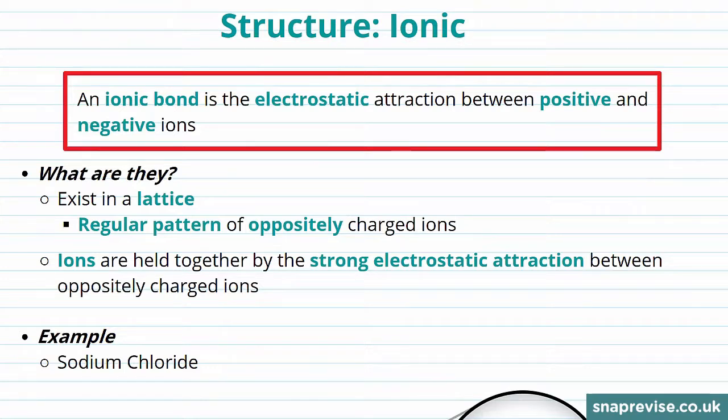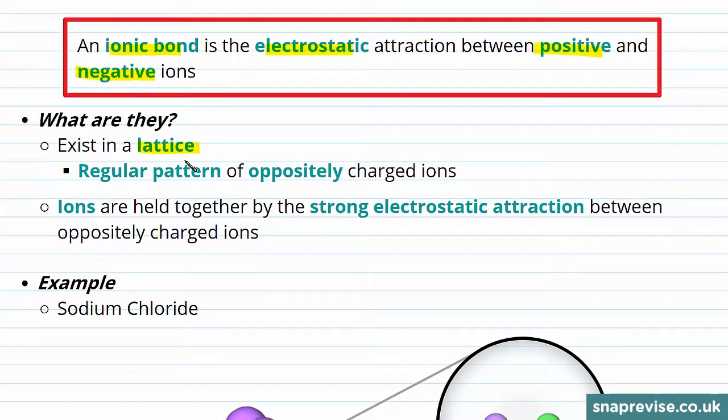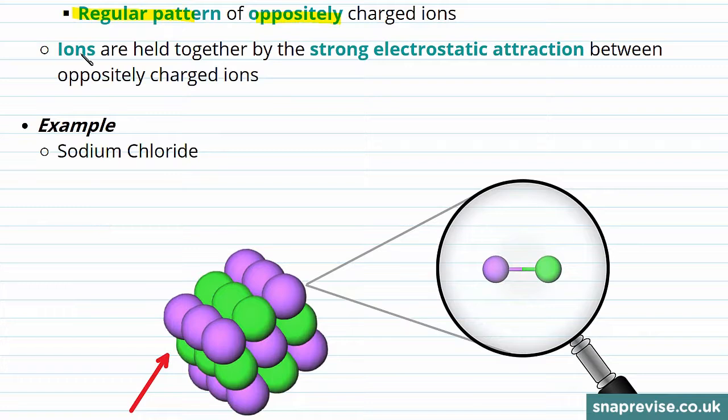So let's begin by looking at our ionic structures. We know that an ionic bond is the electrostatic attraction between positive and negative ions, that's oppositely charged ions. Our ionic structures exist in a lattice. Within that lattice we have a regular pattern of oppositely charged ions, and those ions are held together by the strong electrostatic attraction between those oppositely charged ions.